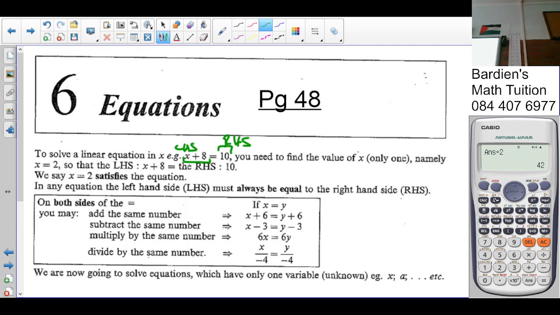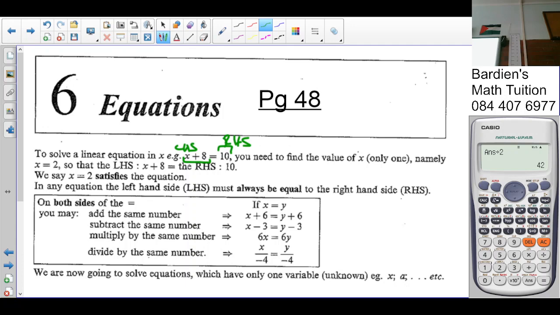The scales, or the equation, must always be balanced. Okay, you guys understand? The equation has to always be balanced. We say x equal to 2 satisfies the equation. In any equation, the left hand side, LHS, must always be equal to the right hand side, RHS.